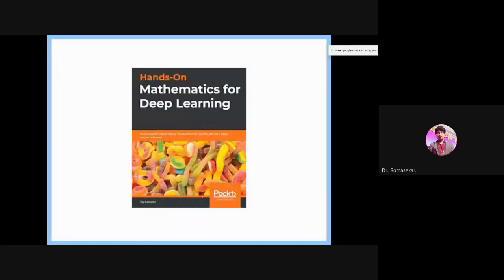And Mathematics for Deep Learning: here you can find a lot of mathematics for deep learning, because deep learning models involve huge mathematics. You can find very interesting mathematics in this textbook, and you can download it from Google free of cost. It's a very simple textbook, maybe around 150 pages only.